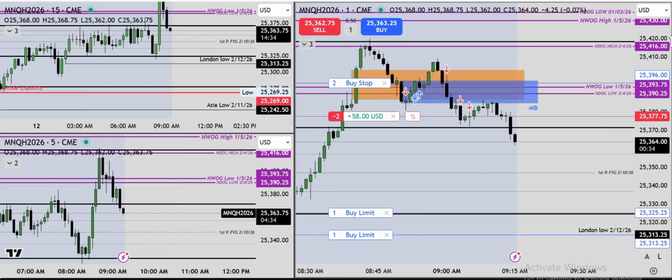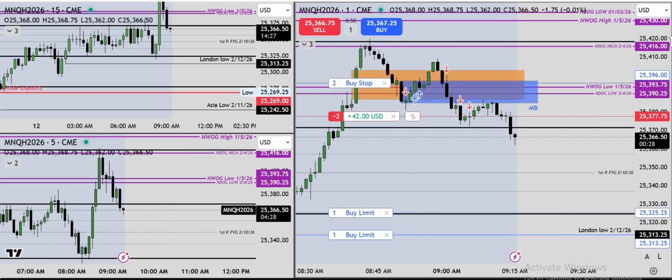That run up from 8:30 looked really suspect for me. I had no intention of going long. Now for me, it looked like a classic AMD: accumulate from 4 to 8:30, manipulate at 8:30, and distribute at open.